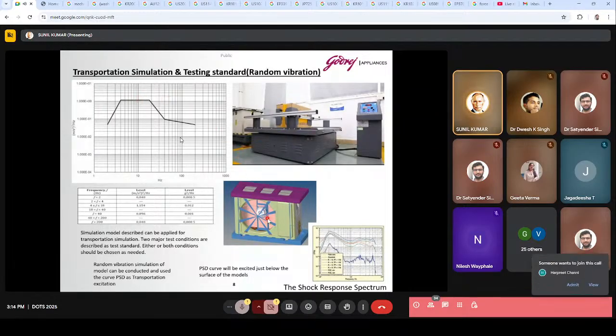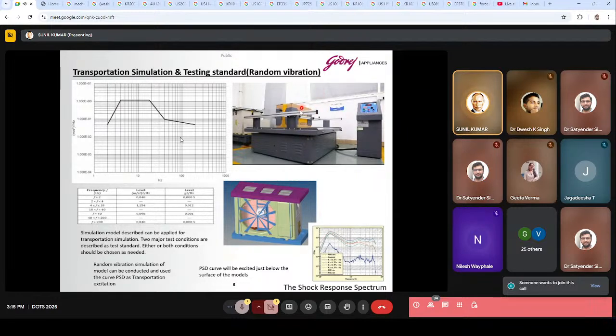Meshing we used to do in HyperMesh, and then we just import it. So we just try to analyze which area is impacted. After that, if you see this component, this is a six-axis machine for vibration or random vibration testing, for transportation testing.